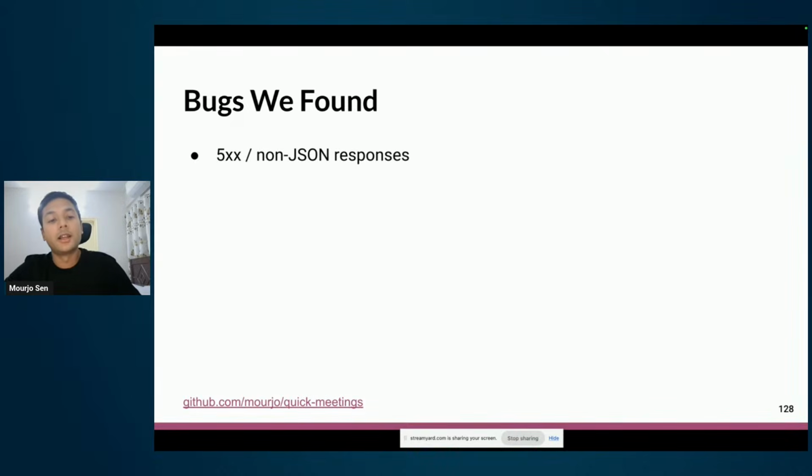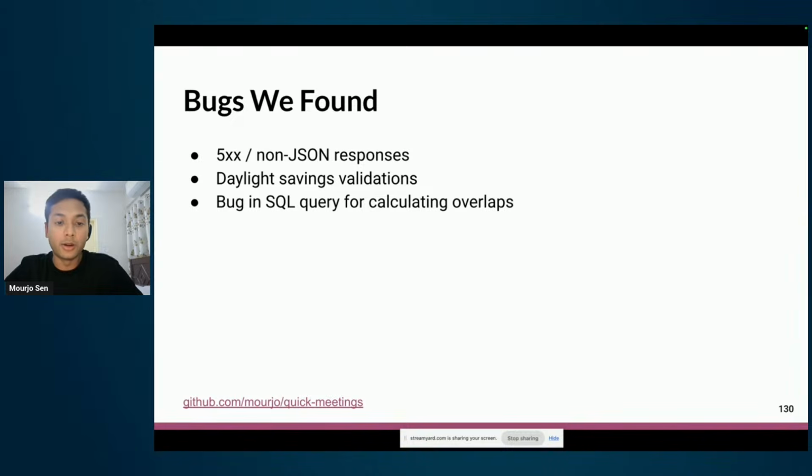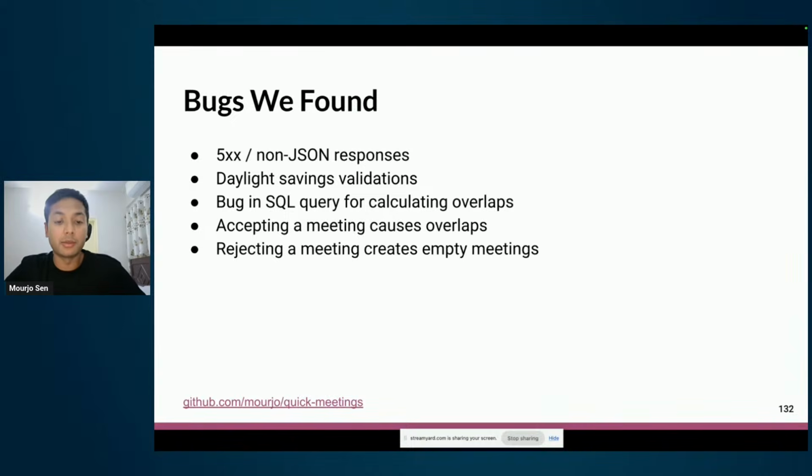We found that sometimes there are 500 statuses, sometimes there are non-JSON responses, sometimes there are daylight savings validation bugs because time is weird. Sometimes there are SQL queries that are being missed, not covering every case. Sometimes accepting a meeting causes an overlap, but only if some other users did something. Sometimes rejecting a meeting creates empty meetings.